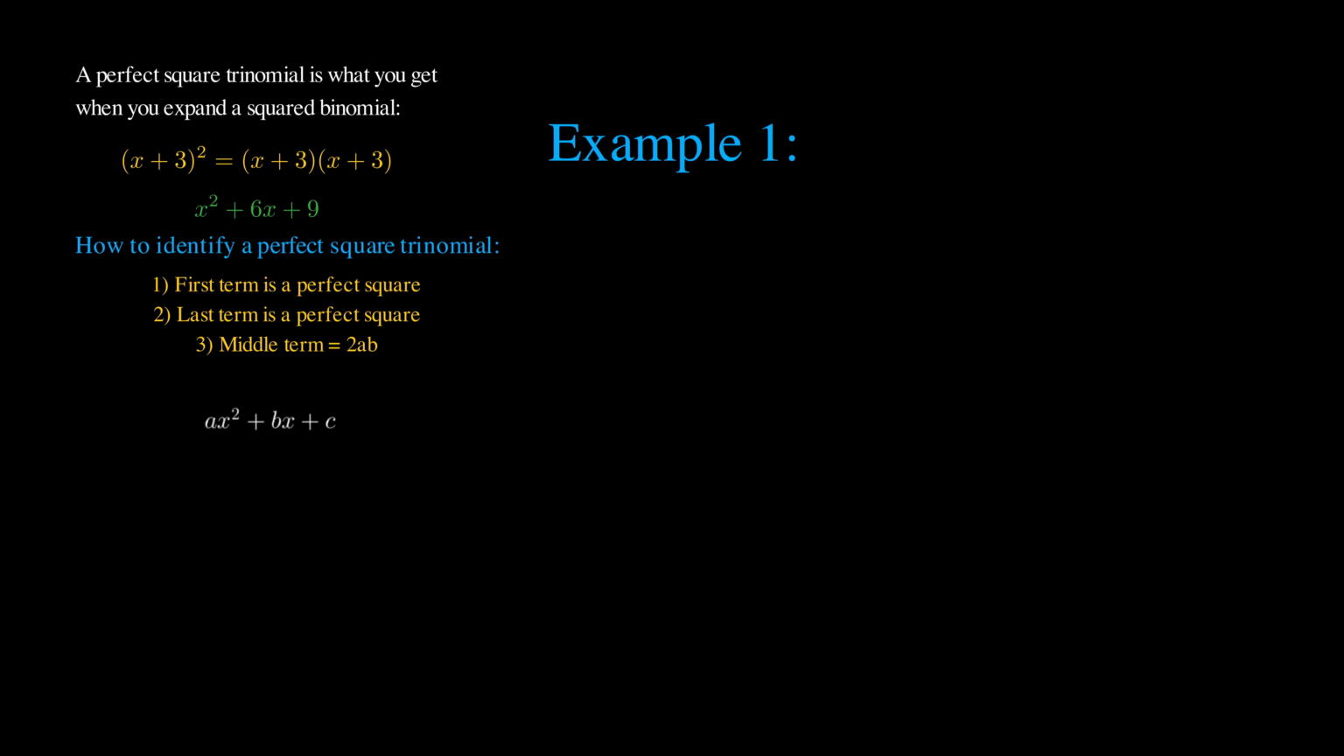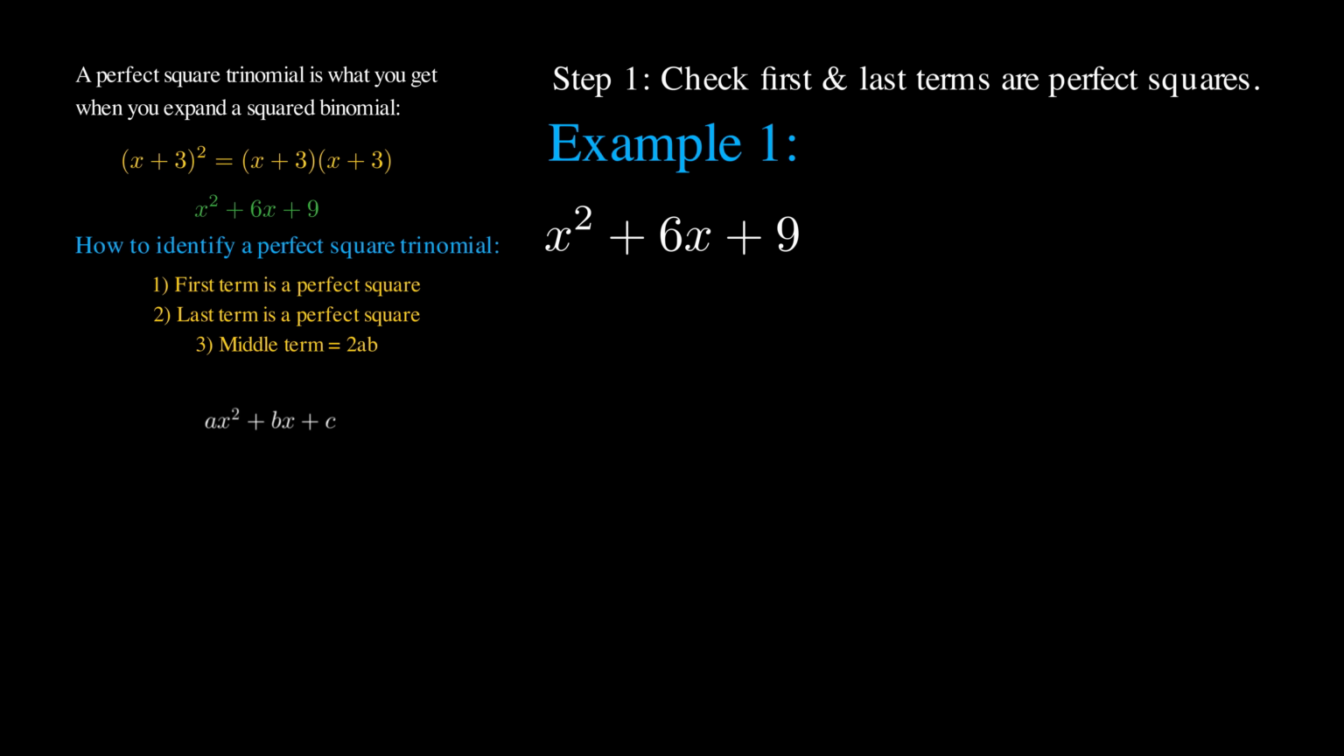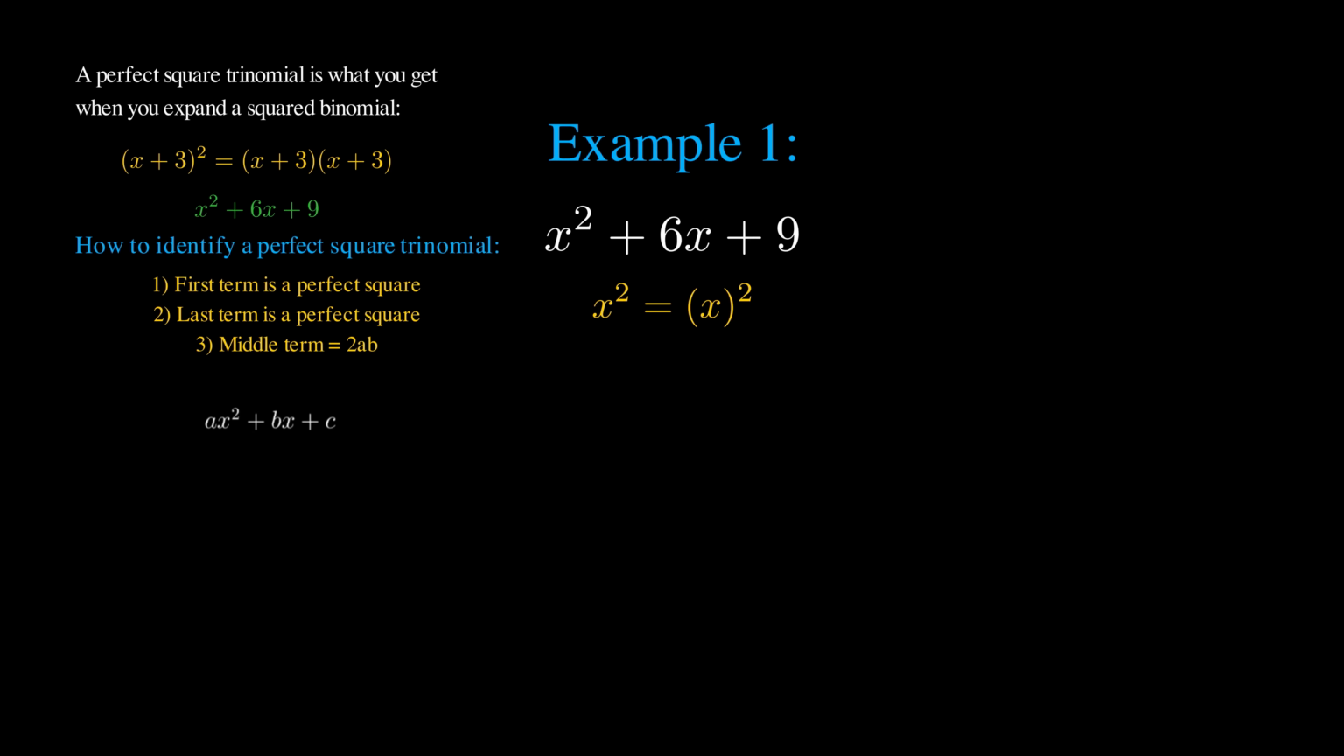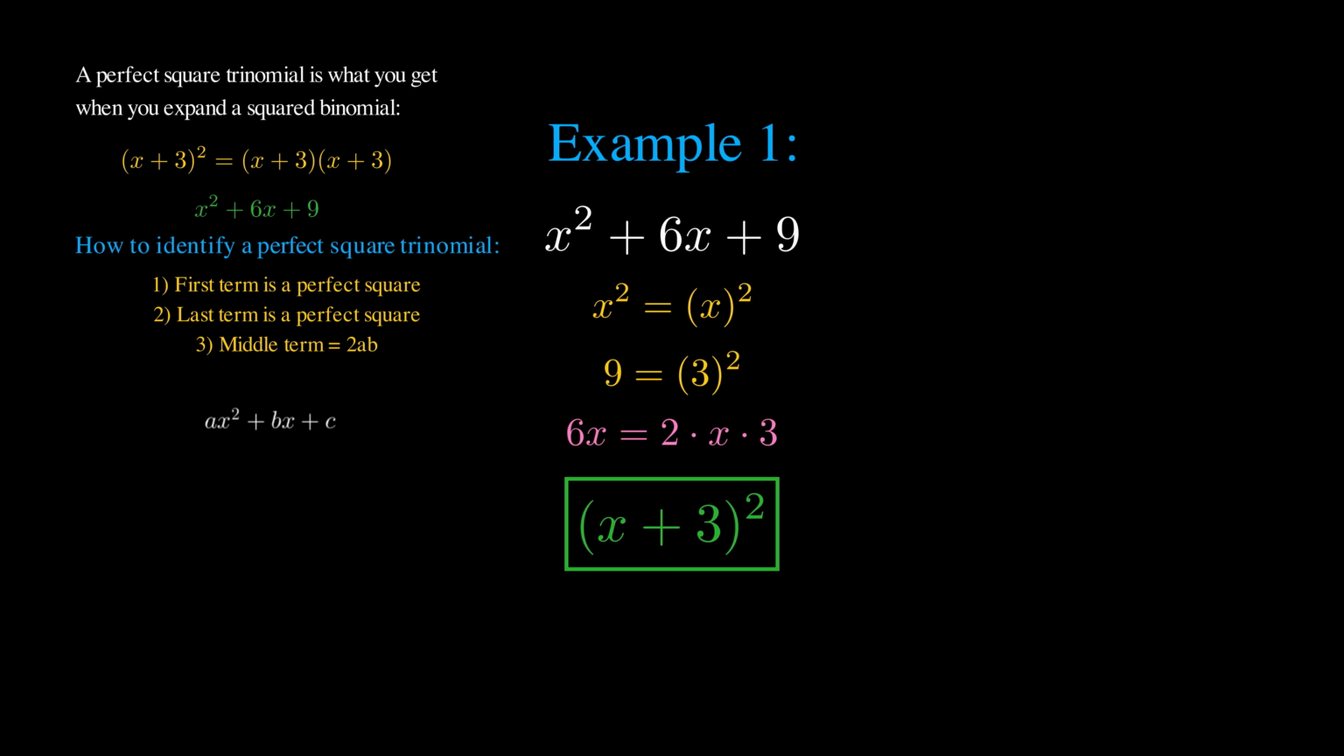Example 1. We're given x squared plus 6x plus 9. x squared is a perfect square, and 9 is also a perfect square. Now check the middle term. 6x equals 2 times x times 3. So the rule works. That means this trinomial factors as x plus 3 squared.